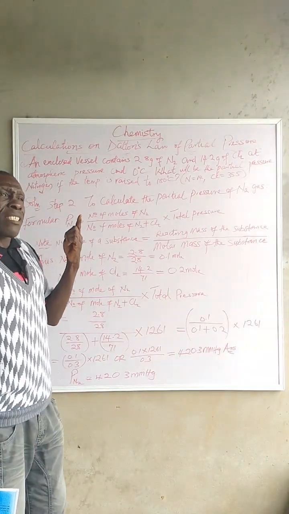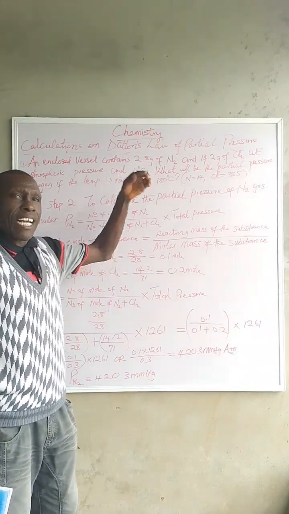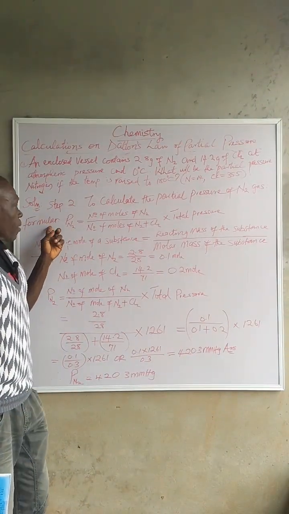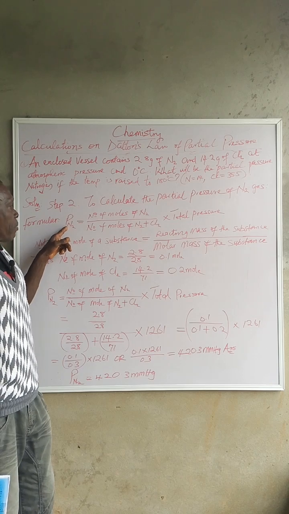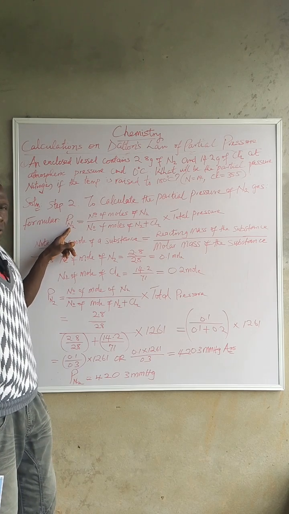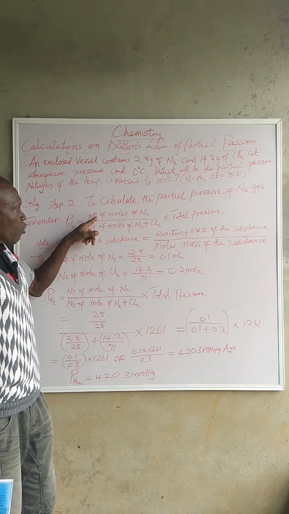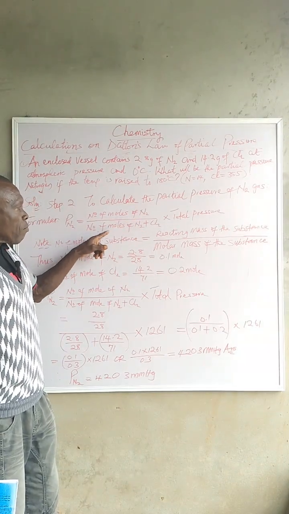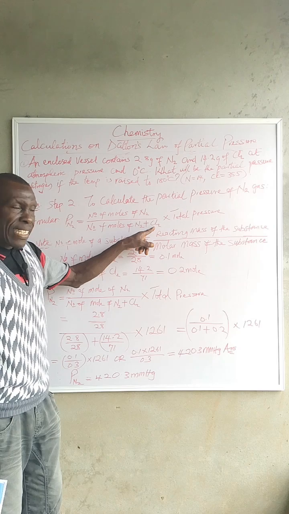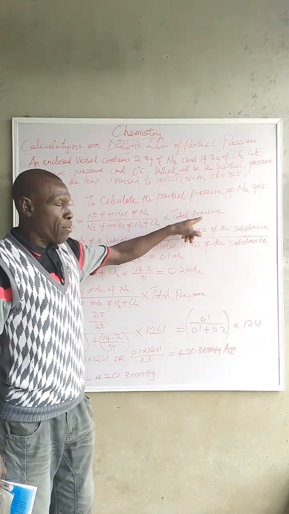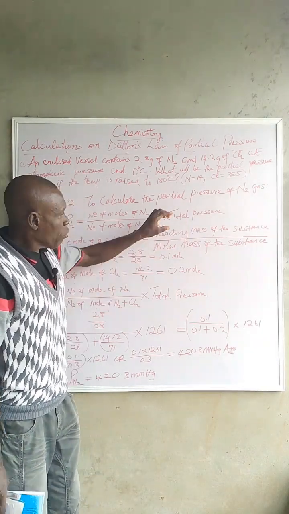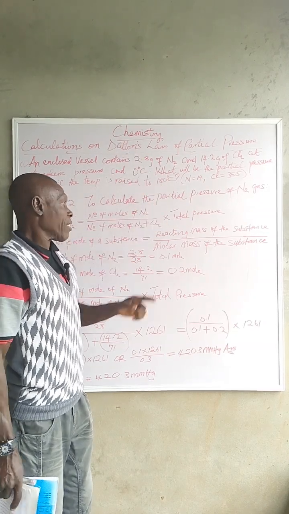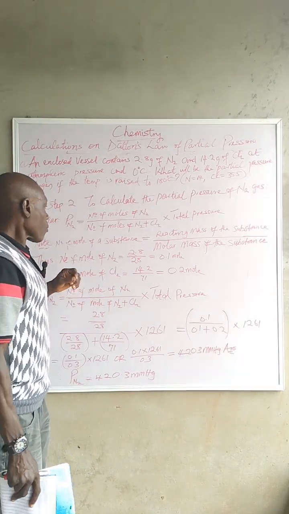Now, if you start with me from Dalton's law of partial pressure, we come to a formula like this. PN2, the partial pressure of nitrogen, will be equal to the number of moles of nitrogen over the number of moles of nitrogen plus chlorine, times the total pressure. Total pressure, we have known from the previous calculation: 1261 millimeters of mercury.